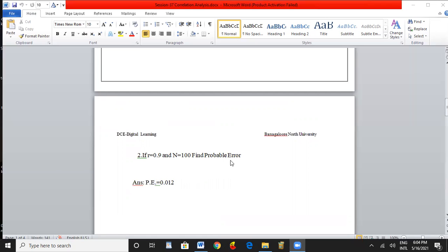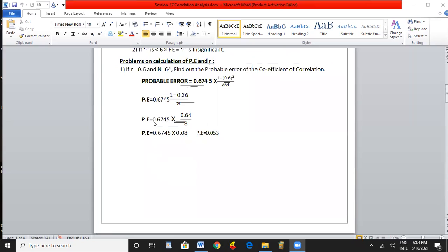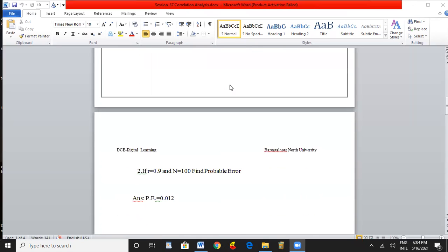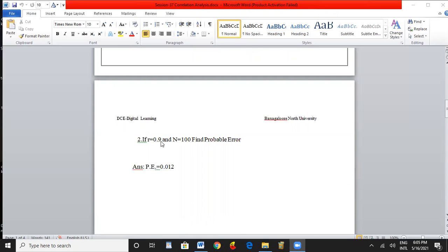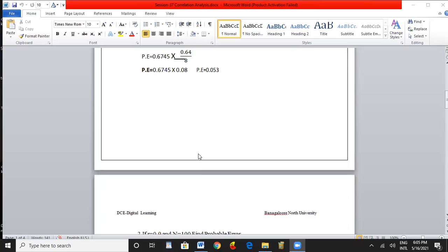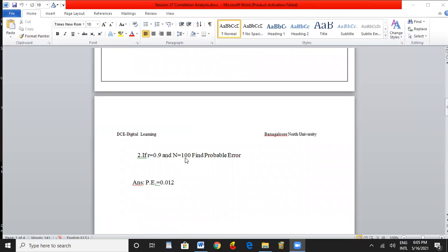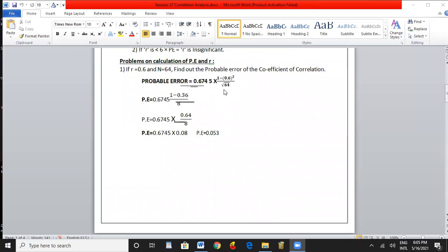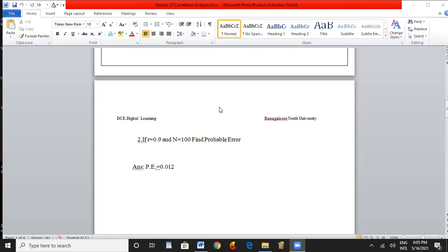Find the probable error. If you apply the formula, what is the formula? PE is equal to 0.6745 into (1 minus R squared) divided by root n. You have to substitute the value R is equal to 0.9. 0.9 squared, if you multiply 0.9 into 0.9, you will get 0.81. Then here n is equal to 100. You have to substitute the value here. Root n means root 100, and root 100 is equal to 10.